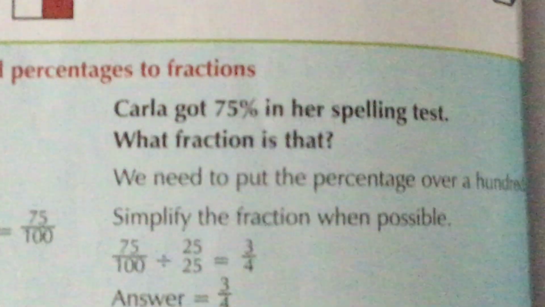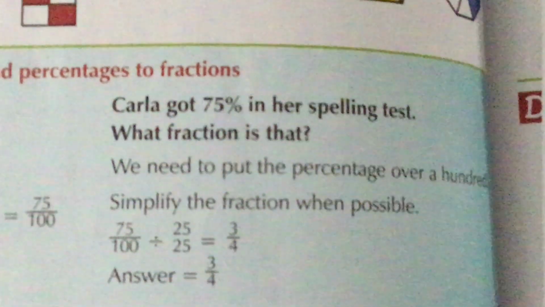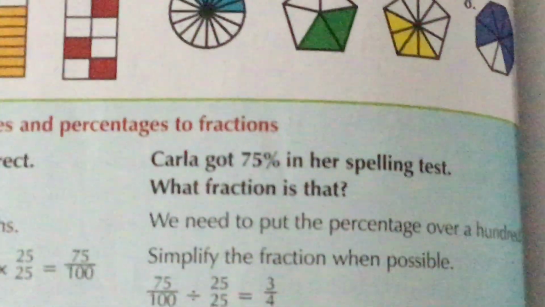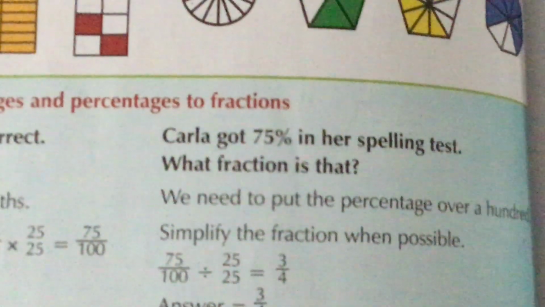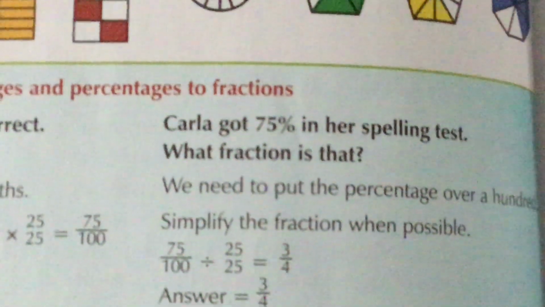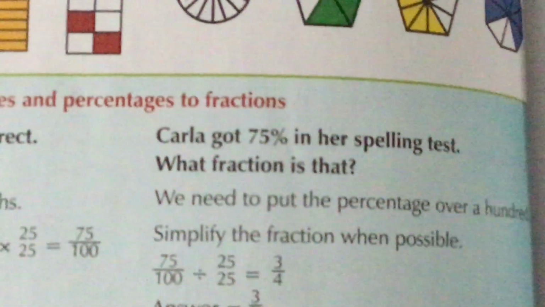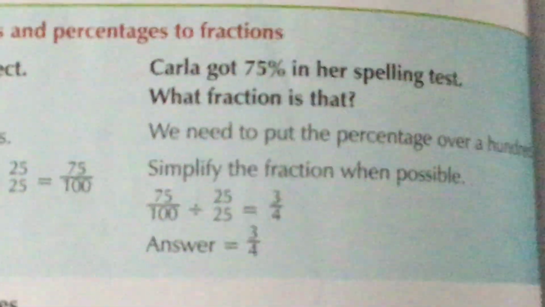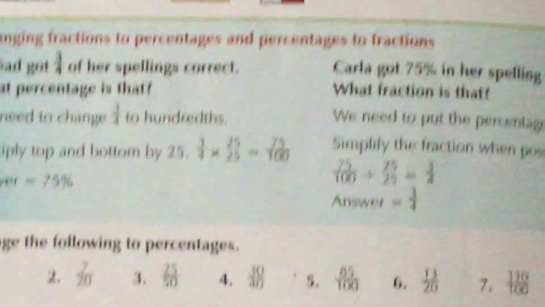Now, going back the other way, she got 75% for spellings right. What fraction is that? We need to put the percentage over 100, because it's 75%, 75 out of 100. So we're working back the way. If we want to put that in its simplest form, what goes into 75 and 100 evenly? 25 does. 25 goes into 75 3 times, 25 goes into 100 4 times. So it's 3/4 in its simplest form. We always want it in simplest form. So 75% is the exact same as 3/4, okay?